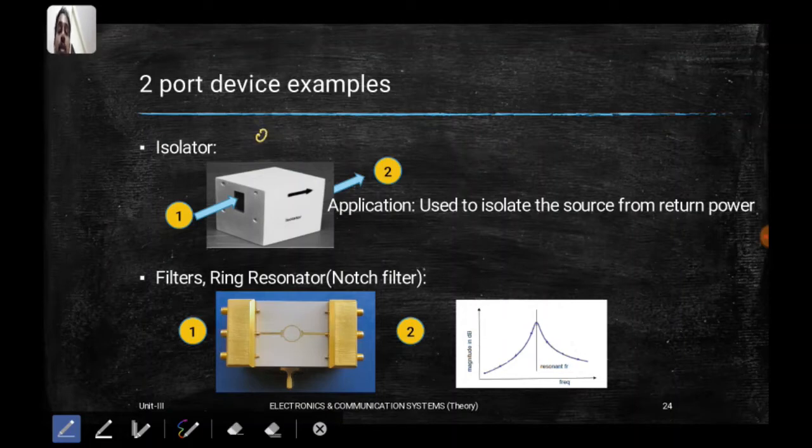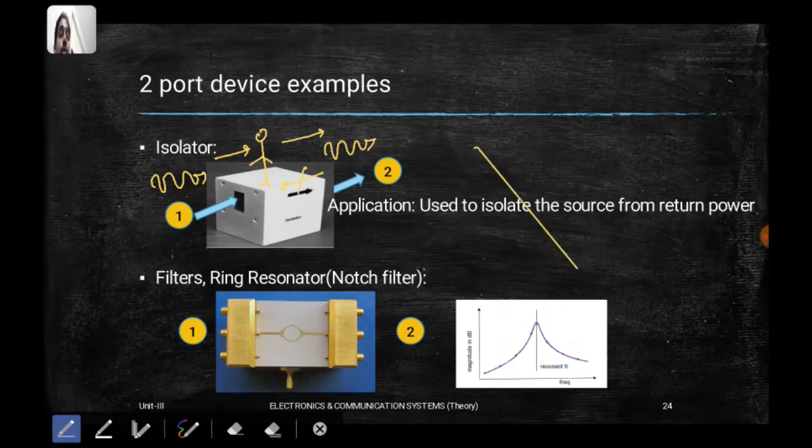For example, imagine that one traffic police is sitting on the isolator. He will allow the signal, the wave, in one direction. Okay, he won't allow it in the opposite direction. So that is the function of the isolator. It will transfer the power in only one direction.